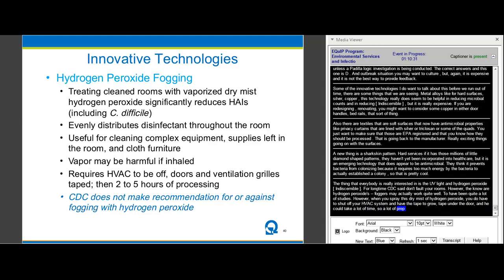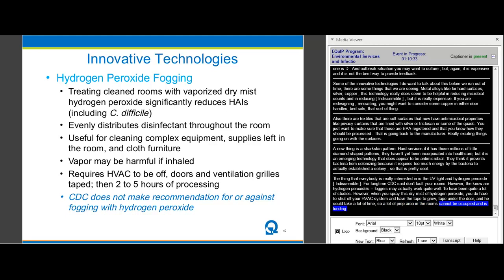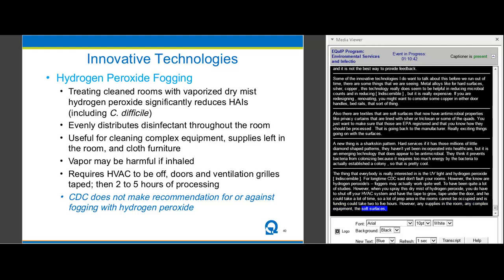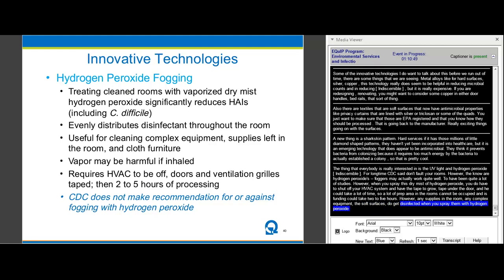However, any supplies in the room, any complex equipment, the soft surfaces do get disinfected when you spray them with hydrogen peroxide fog. And the CDC has kind of backed off on their recommendation not to fog based on this new technology. So they aren't recommending it, but they have taken away the non-recommendation.